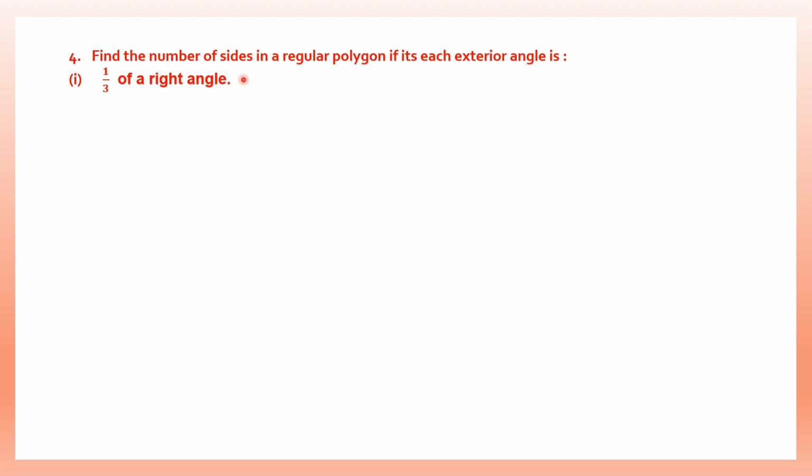Question 4. Find the number of sides in a regular polygon if the exterior angle, this time we have been given the exterior angle, and in the first one it is 1/3 of a right angle. So first let's find out how much 1/3 of a right angle is. So this is 1 by 3 of, which means multiply, into a right angle, which is 90 degrees. Now we can cancel. 3 ones are 3, 3 into 30 is 90. So 1/3 of a right angle is 30 degrees, and this is the exterior angle.